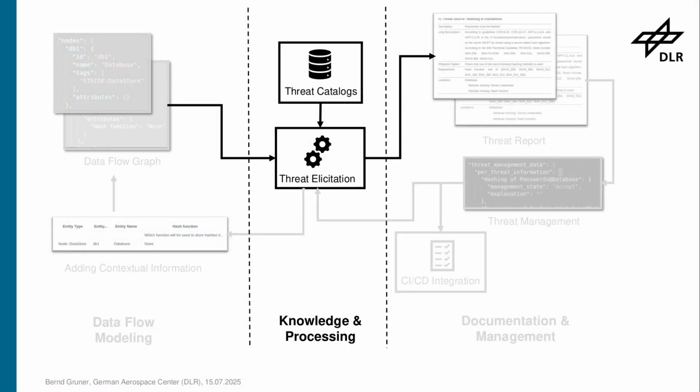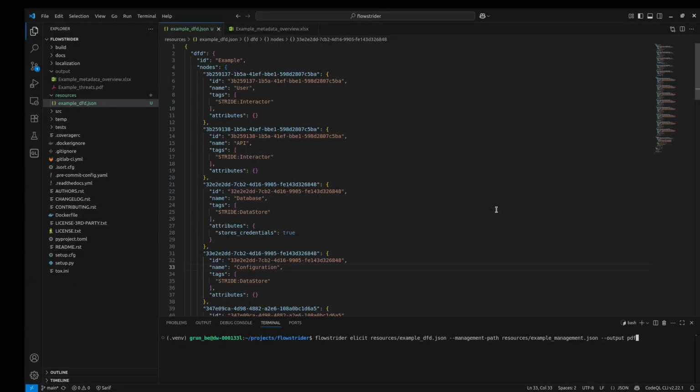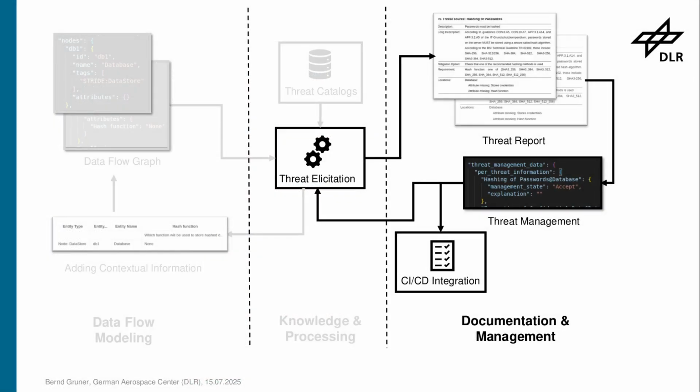I will continue with the threat elicitation based on our threat catalogs. I will use our data flow graph as input for FlowStrider and elicit threats based on this graph. And now the report is generated for us as well as the management file. This also brings me to the next feature of FlowStrider, the documentation and management. In this step, a threat report is generated as well as a threat management file.